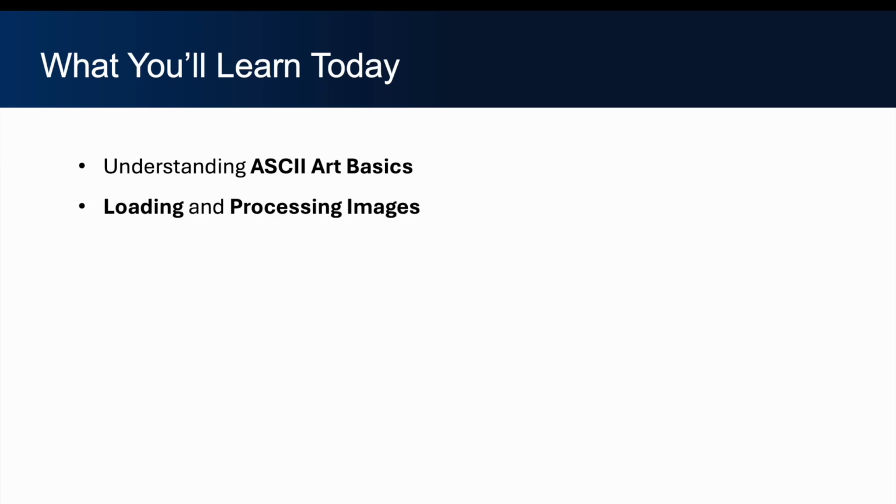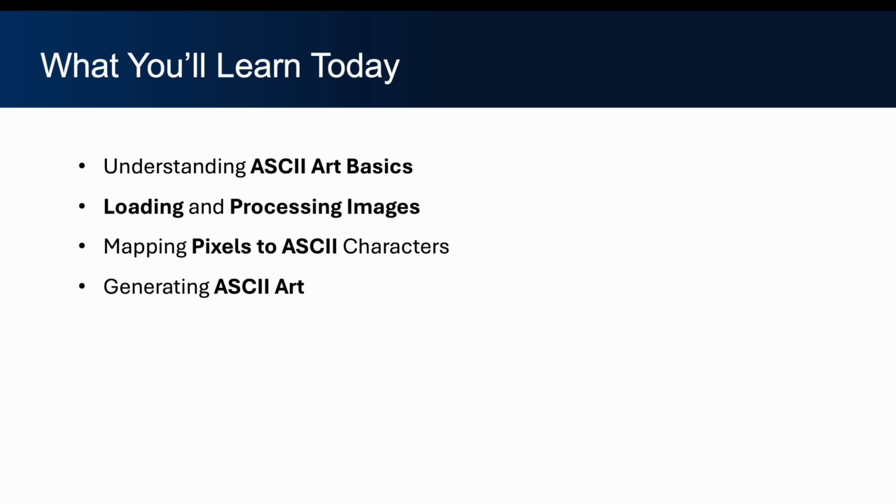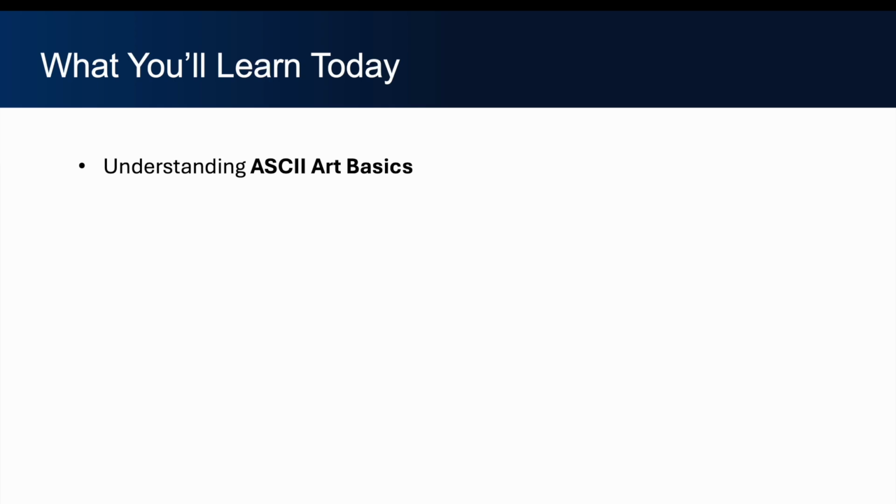Now, what will you learn today? First, understanding ASCII art basics. Next, we're going to look at loading and processing images. Next, mapping pixels to ASCII characters and generating ASCII art. That brings us together into the day 57 project, the ASCII Art Generator project. So let's start with understanding the ASCII art basics.